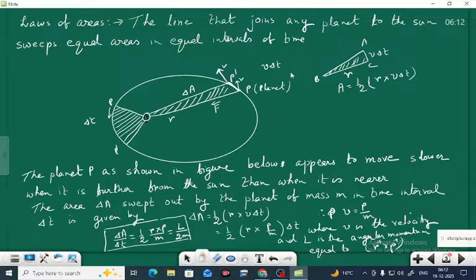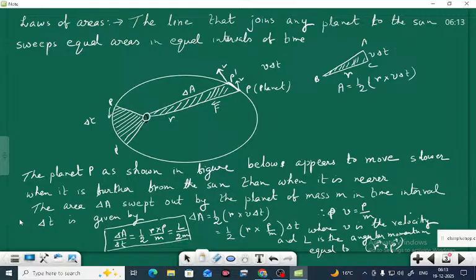Since PP dash is a straight line, we can say the distance PP dash is V into del t, right? And if you take the area of a triangle, area equals half into base into height. Base is r and height is V del t. Therefore, you can write half into r into V del t. The planet, as shown in the figure below, appears to move slower when it is farther from the sun than when it is nearer. When it is nearer, it moves faster. When it is farther, it moves slower, right?